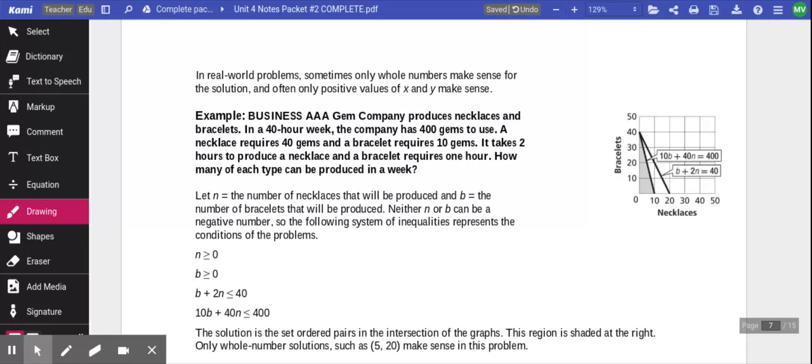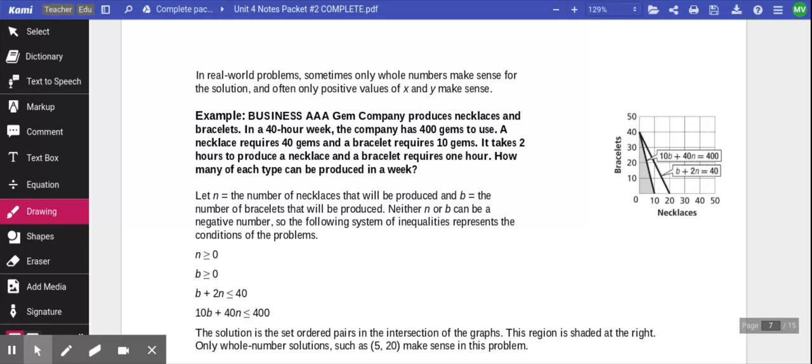AAA Gem Company produces necklaces and bracelets, and in a 40-hour week, the company has 400 gems to use. A necklace requires 40 gems, and a bracelet requires 10 gems. It takes 2 hours to produce a necklace and requires 1 hour for a bracelet. How many of each type? So we let n equal the number of necklaces and b equal the number of bracelets.